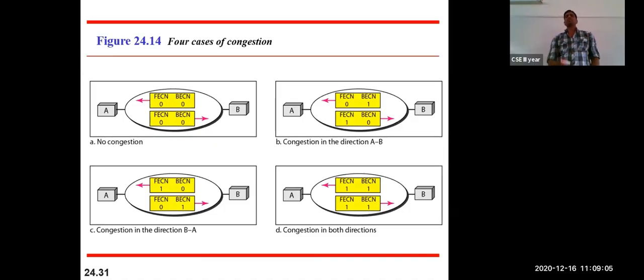Congestion on the back side. Can't you even see that? Just those ones and zeros, you can't even answer what they are. It is clearly written there under that diagram: congestion in direction A to B.